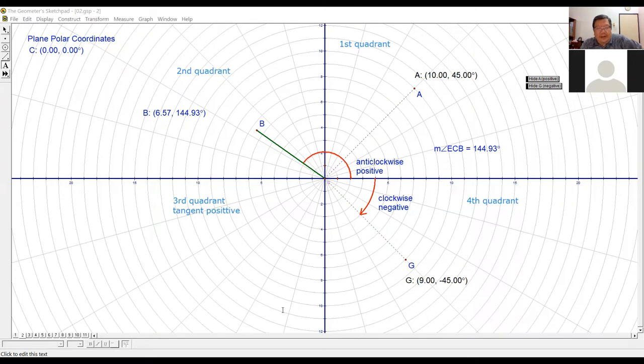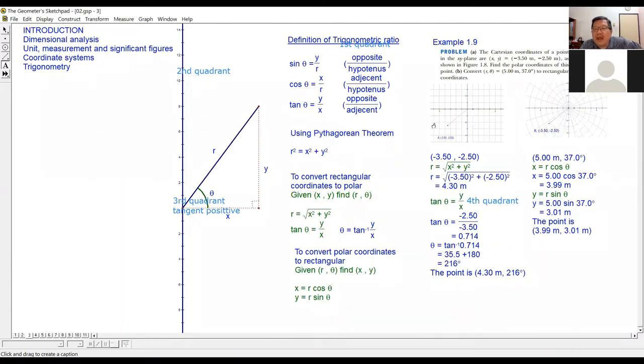Now I have to switch back to this. If you look at this point A here, the point that we are going to convert, A lies in which quadrant? First, second, third, fourth?